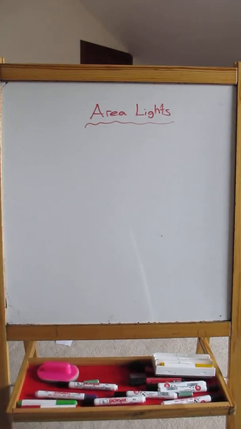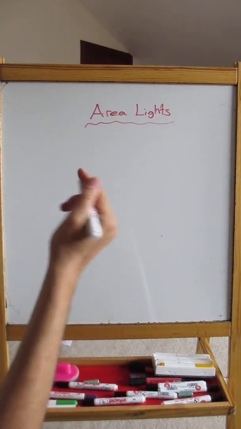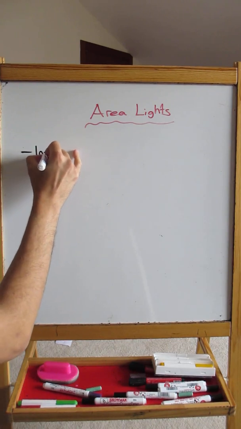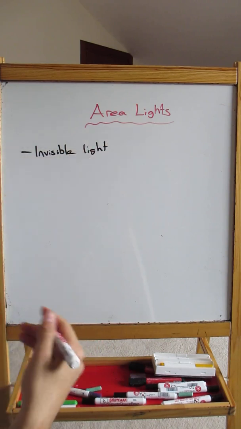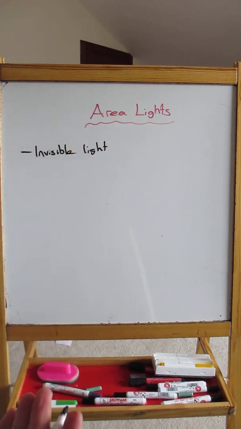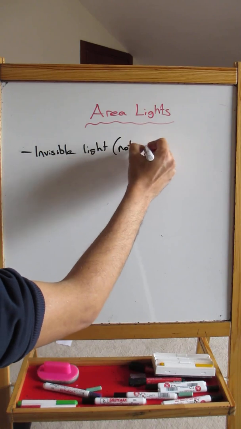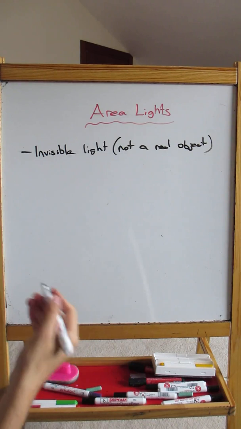Okay, so the next light that we are interested in is an area light. Now this area light is a little bit different from the object light because this is an invisible area light. So, invisible light. What do I mean by invisible light? It is an area, but our rays do not actually intersect with this. In other words, it is not a real object in the scene, but it is defined by an area.